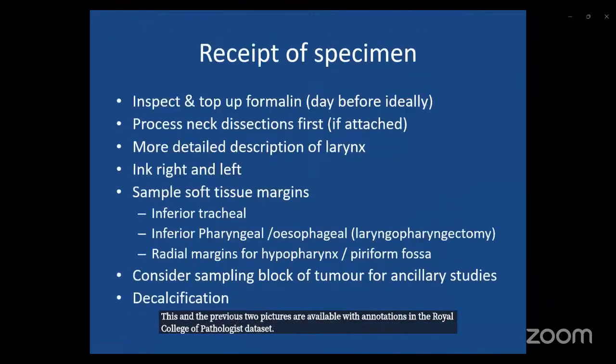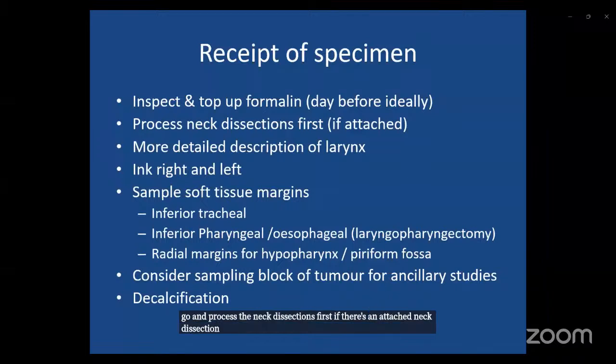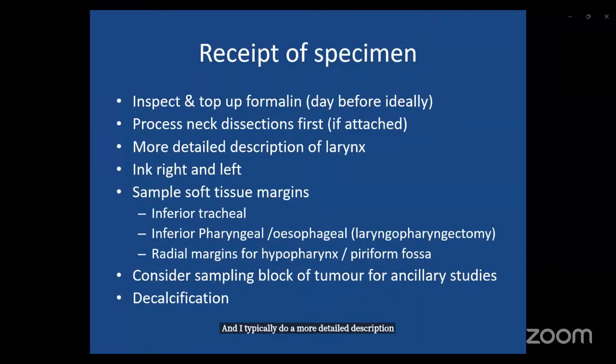This and the previous two pictures are available with annotations in the Royal College of Pathologists dataset. On receipt of a laryngectomy specimen, once we are sure it's been adequately fixed, we should go and process the neck dissections first. If there's an attached neck dissection, then I typically do a more detailed description of the larynx. I'll ink the right and left side, which I'll explain later. This is a good time to sample soft tissue margins.